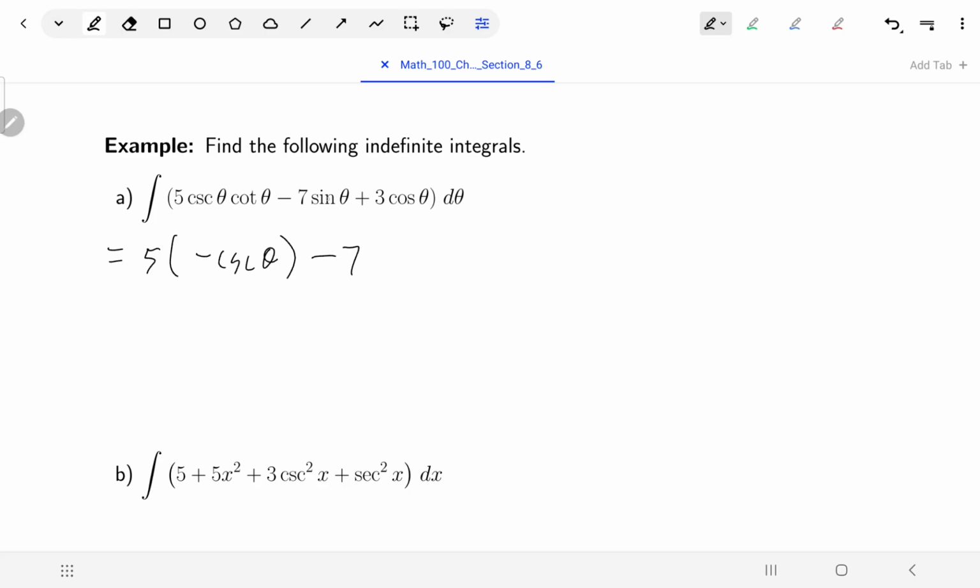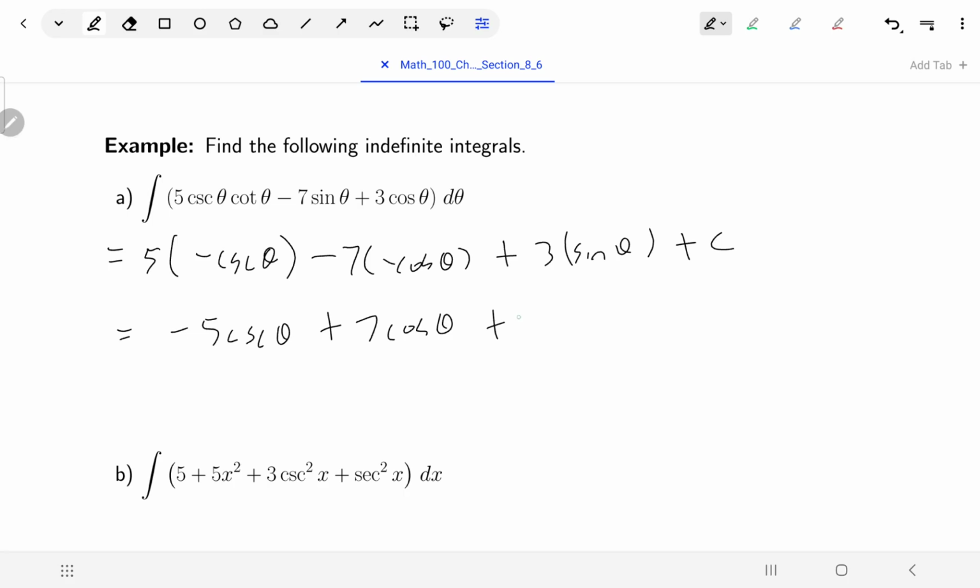Leave that 7 alone. Antiderivative of sine is negative cosine, and that's because the derivative of negative cosine is sine. And then plus 3 times sine, and that's because the derivative of sine is cosine. And then I'll just clean that up and write negative 5 cosecant theta plus 7 cosine theta plus 3 sine theta plus our constant c.